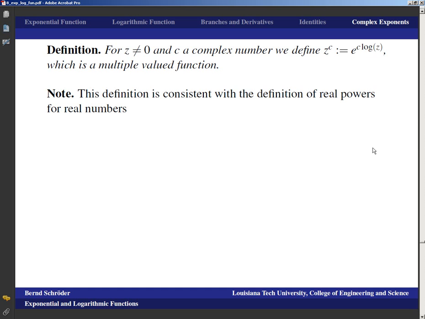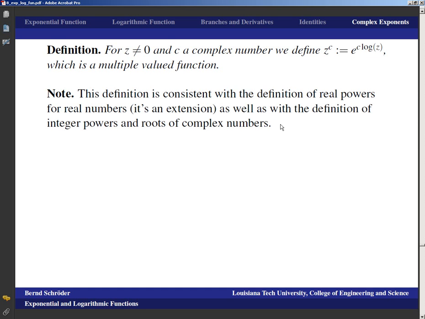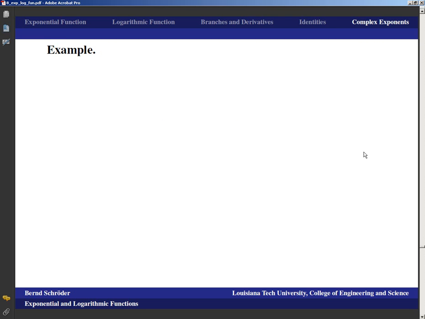So again, it's an extension of something that we know from the real line, and it is also consistent with the definition of integer powers and roots of complex numbers. Now we're not going to talk through all the details, but basically it can be shown that that does work out. Okay, so as an example, let's take 1 plus i to the 4i.